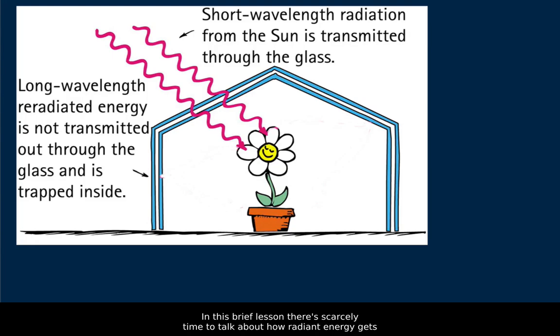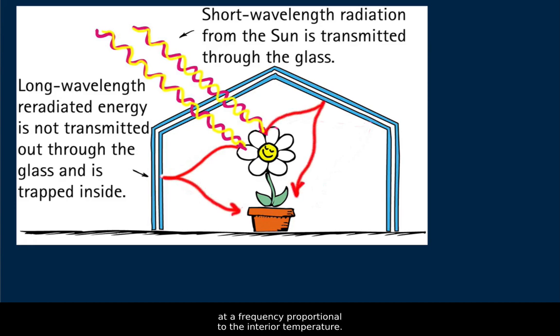In this brief lesson, there's scarcely time to talk about how radiant energy gets through the glass in a florist's greenhouse. Glass is transparent to visible radiant energy, but once absorbed inside, re-radiation occurs at a frequency proportional to the interior temperature, certainly many, many times lower than the temperature of the sun that produced the incoming energy. Radiant energy of this lower frequency finds the glass opaque, unreceptive to transmission. The energy is trapped in the greenhouse interior.